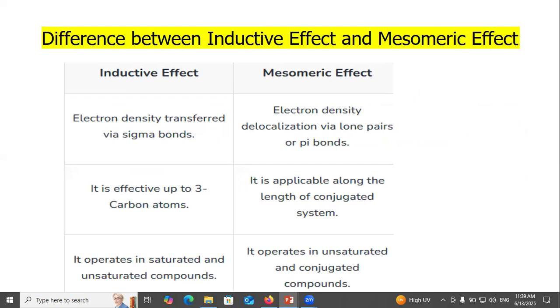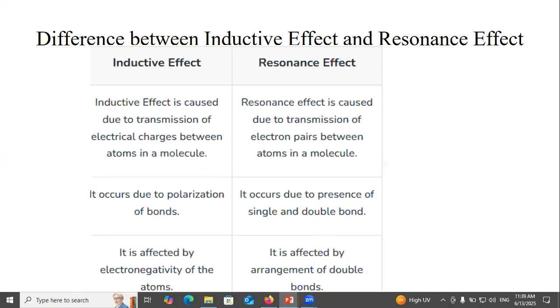Difference between inductive effect and mesomeric effect: electron density is transferred by sigma bonds in the case of inductive effect, but in the case of mesomeric effect, electron density is delocalized by lone pairs or pi bonds. It is effective up to 3 carbon atoms in the case of inductive effect. It is applicable along the length of the conjugated system in the case of mesomeric effect. It operates in saturated and unsaturated compounds. It operates in unsaturated and conjugated systems in the case of mesomeric effect.